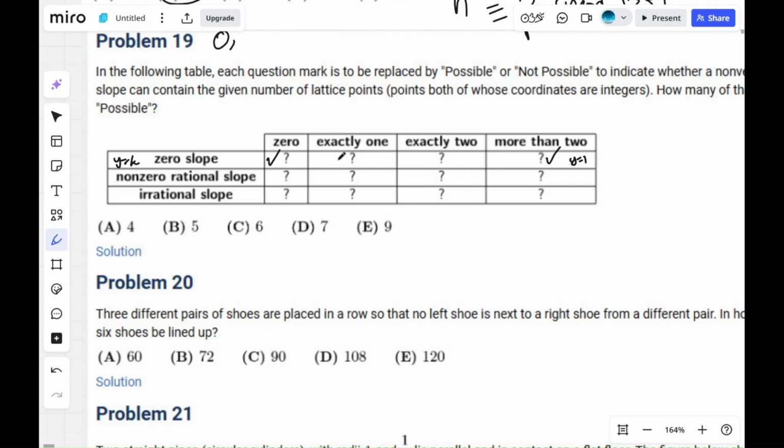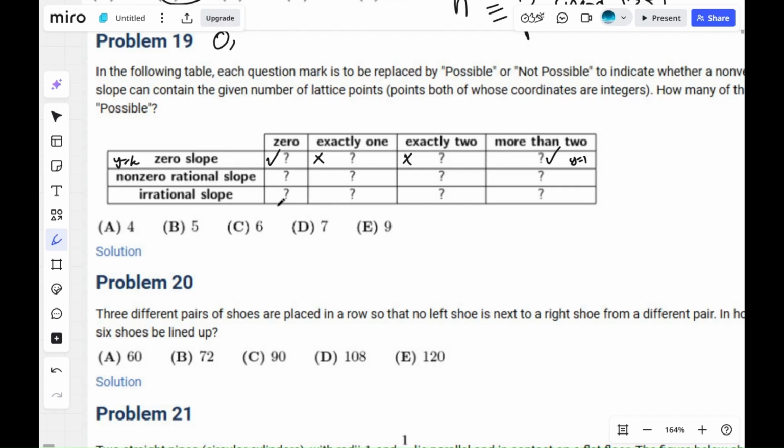But for exactly 1 and exactly 2, these are both not possible, because let's say that there's a lattice point (a, b) on this line, then that means that the line equation has to be y is equal to b. But then (a+1, b) and (a-1, b) are both points on this line that are also lattice points. So, okay.